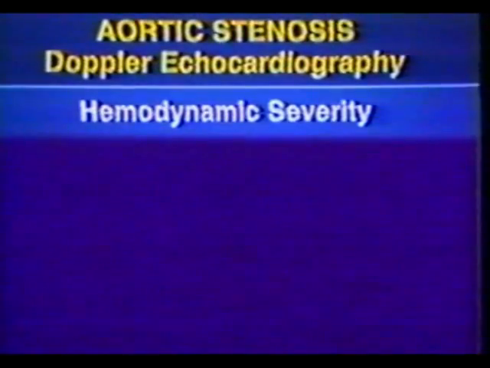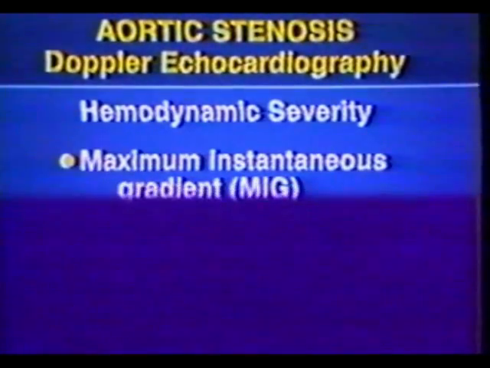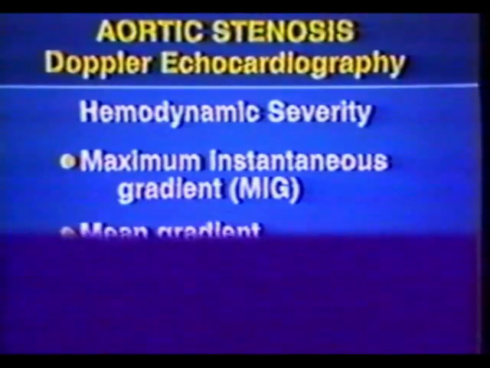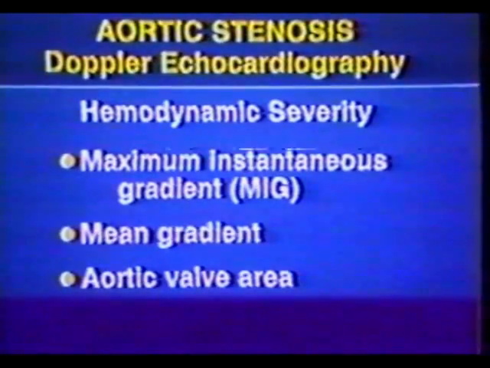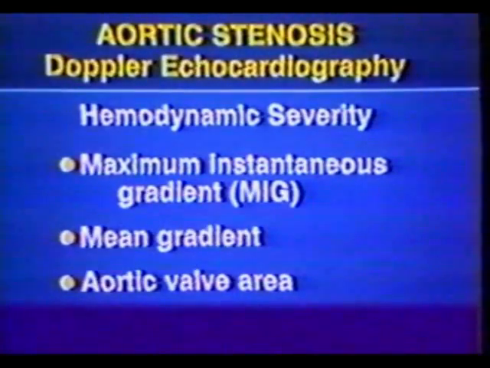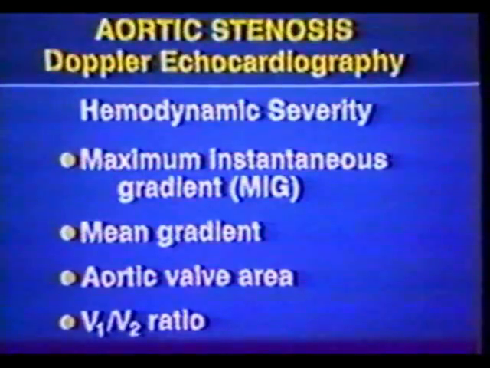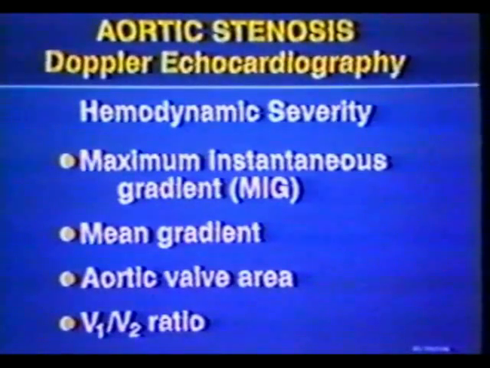Therefore, in cases of aortic stenosis, we not only obtain the maximum instantaneous gradient and the mean gradient, but we also calculate the aortic valve area and the ratio of the velocity in the LV outflow tract to the velocity in the aorta. These last two do not vary significantly with changes in flow.